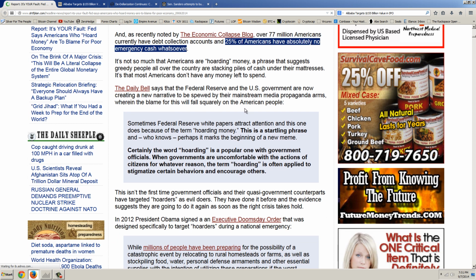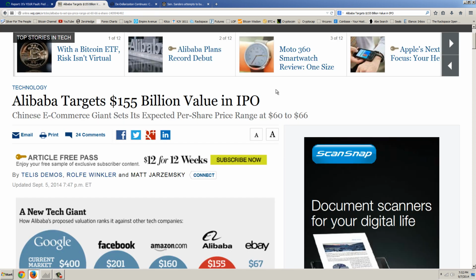It's not so much that Americans are hoarding money, a phrase that suggests greedy people all over the country are stacking piles of cash under their mattresses. It's that most Americans don't have any money left to spend. So that's the issue, and we're going to look at the hoarding cash when we get to the Bernie Sanders story. But let's look at the story here about Alibaba.